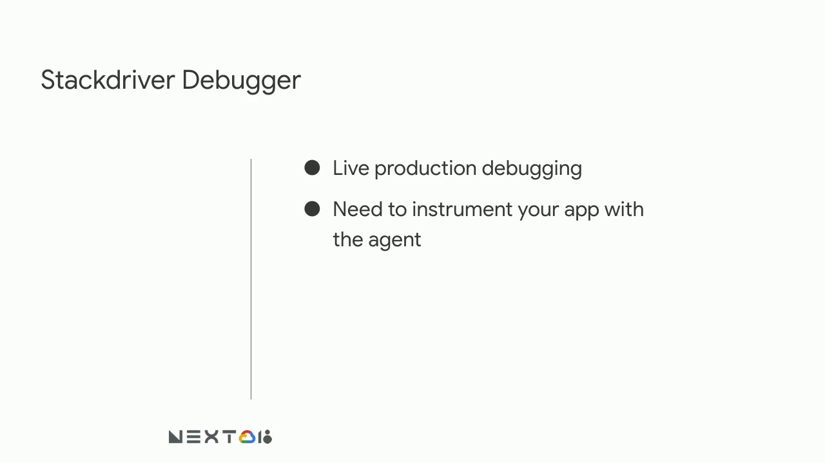Stackdriver debugger, this is the live production debugging. Please go try this. No one believes me, and it is amazing. But again, you need to instrument your app with the agent. A lot of people get a little twitchy about that, like, well, why should I have this running in the background? You should have it running in the background so that when something goes wrong, you don't have to do another release cycle to debug it.